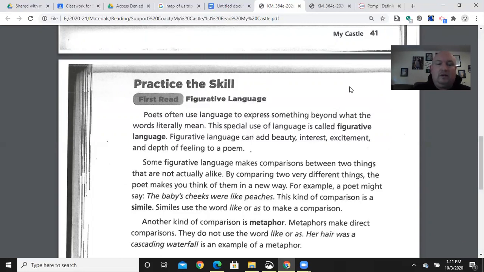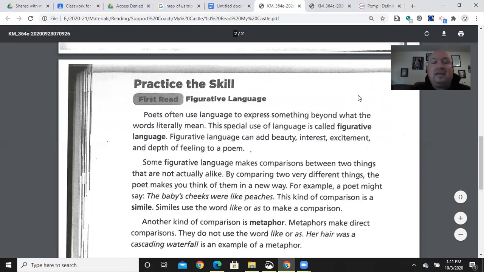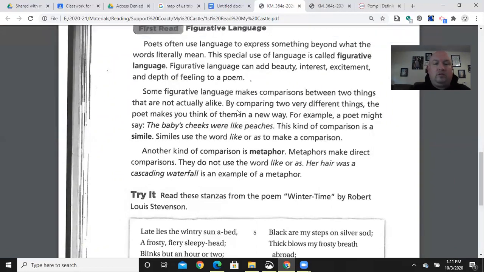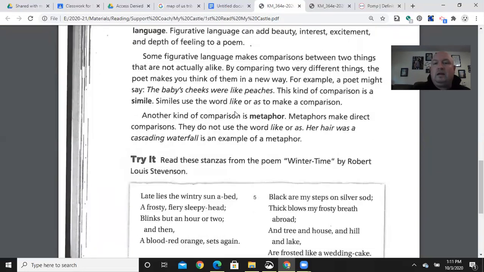For example, a poet might say, the baby's cheeks were like peaches. This kind of comparison is a simile. Similes use the word like or as to make a comparison. Another kind of comparison is metaphor. Metaphors make direct comparisons. They do not use the word like or as. Her hair was a cascading waterfall is an example of a metaphor. So immediately, if I'm thinking simile, I'm looking for the words like or as. If I don't see those and it's making a comparison, then it's more likely a metaphor.